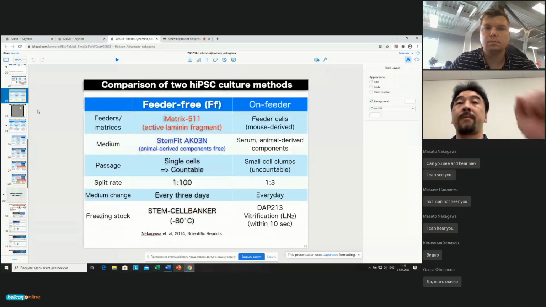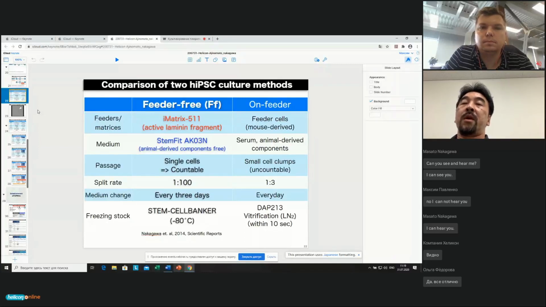Next slide, please. So I summarize the feeder-free culture method and the on-feeder cell culture method. For the feeder-free culture method, we use iMatrix 511 for coating material and StemFit for medium. We can passage the iPS cells as single cells under the feeder-free culture system. So we can count the number of single iPS cells and plate the exact number of iPS cells any time and anywhere.